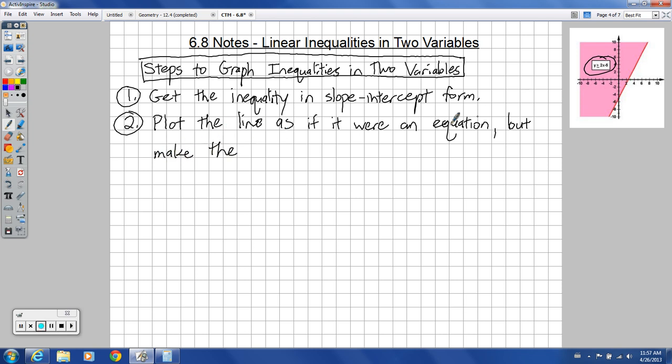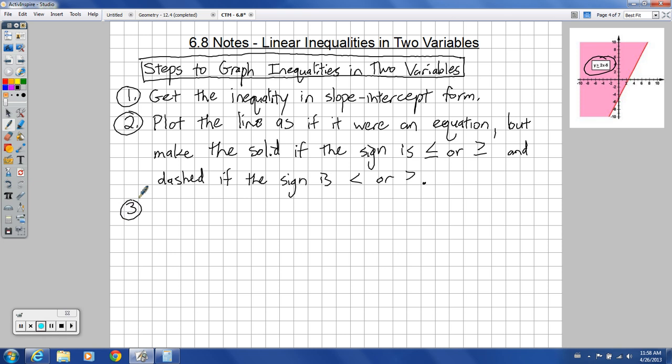So the line could be solid or dashed. Kind of depends on the sign. Actually, it totally depends on the sign. So make the line solid if the sign is less than or equal to or greater than or equal to, and dashed, or hidden you might say, if the sign is less than or greater than, strictly less than or strictly greater than.